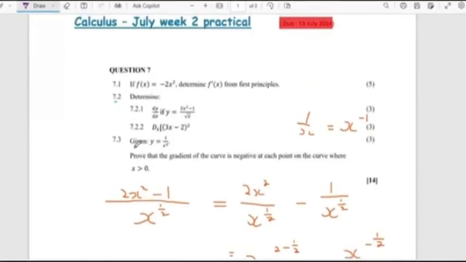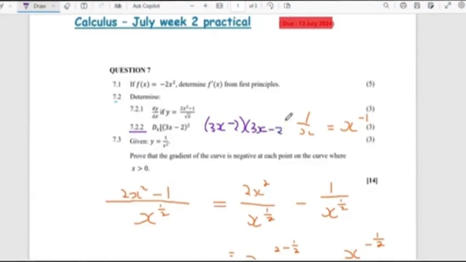Now let us move on to 7.2.2. With regards to 7.2.2, we need to find the derivative from first principles of 3x minus 2 squared. Now, the first step is to try and simplify this. Basically distribute this squared by saying 3x minus 2, but remember it's squared. So this is the first step. We're going to try and remove the squared or distribute the squared.